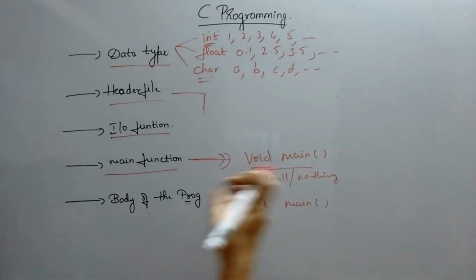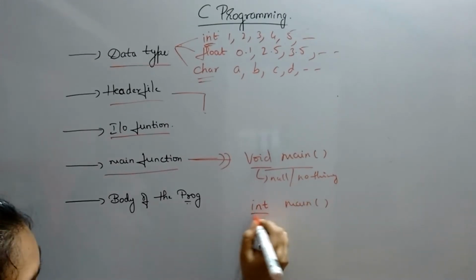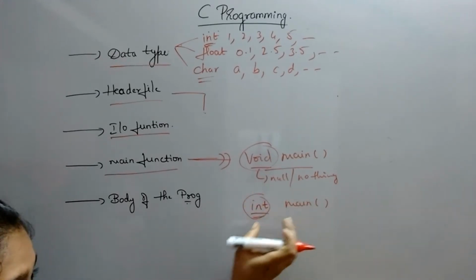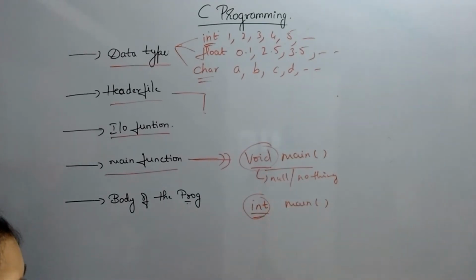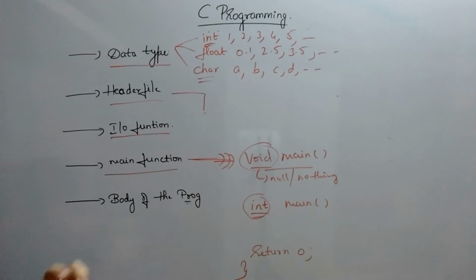It means it is returning a null value, or it is not returning anything. Fine. If you use int main instead of void main, this indicates that it is returning an integer value. If you use int main, at the end of the program you have to give some return value, like return 0, and then you have to end the program. Fine. This is the main function. This indicates that this is the point where the execution of the program starts. Fine. Next, body of the program we shall see while writing the example program.